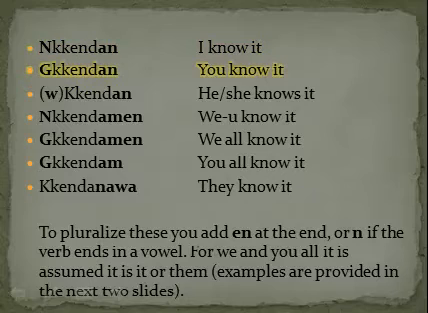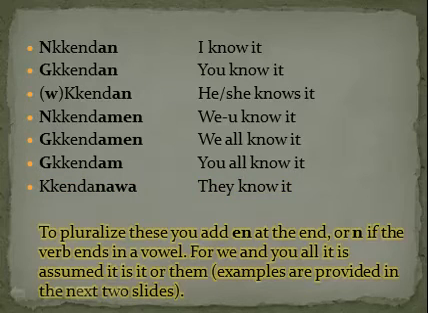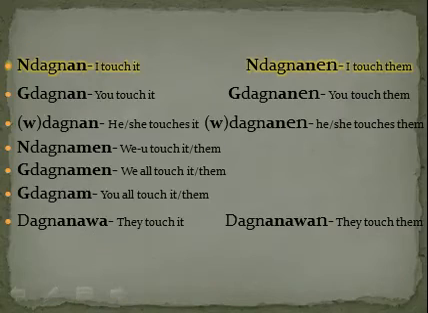Nakendan, I know it. Kakendan, you know it. Wakendan, or just kendan, he or she knows it. Nakendaman, we know it. Kakendaman, we all know it. Kakendam, you all know it. Kendanawa, they know it. Now to pluralize this, you add the en or in if the verb ends in a vowel. For we and you all, to assume that it's it or them. There are examples provided in the next two slides.